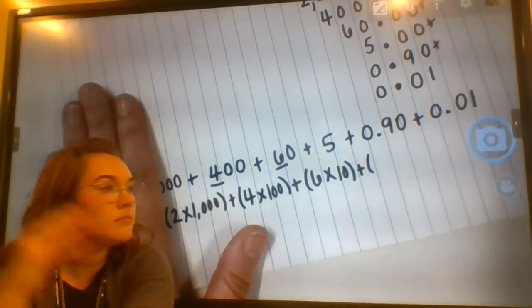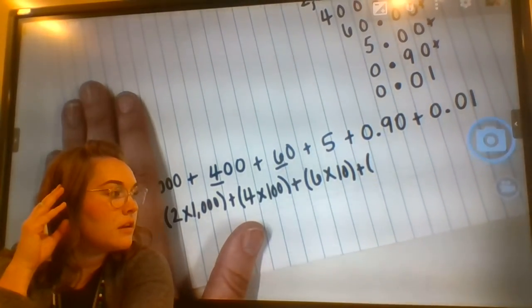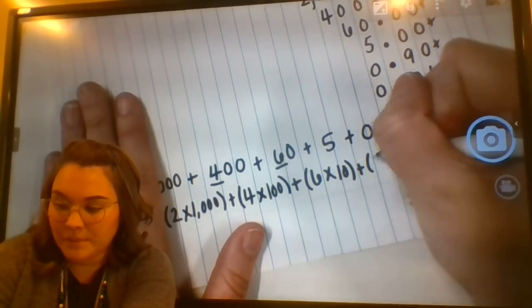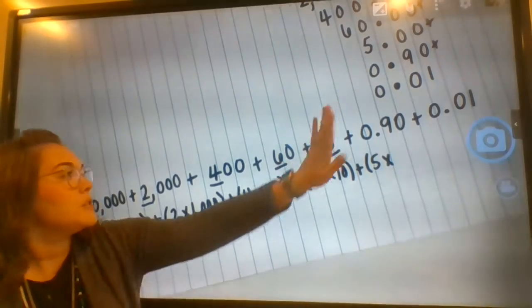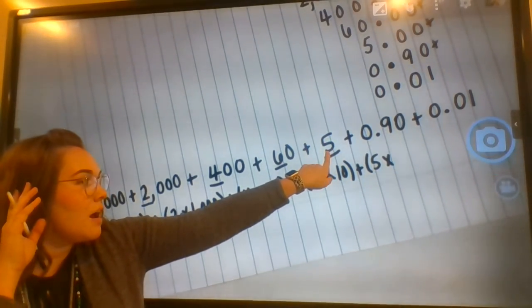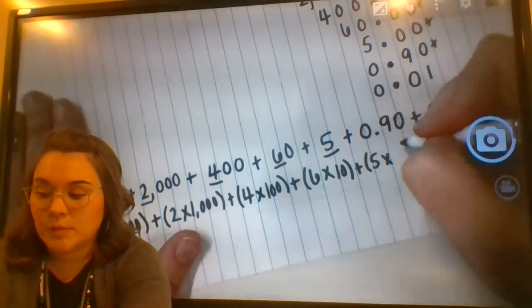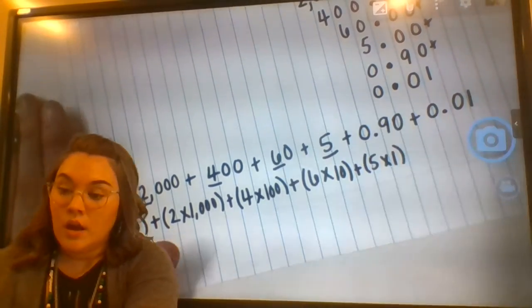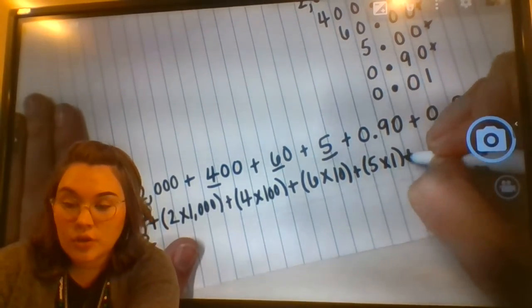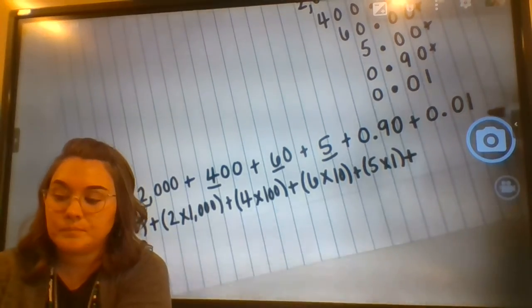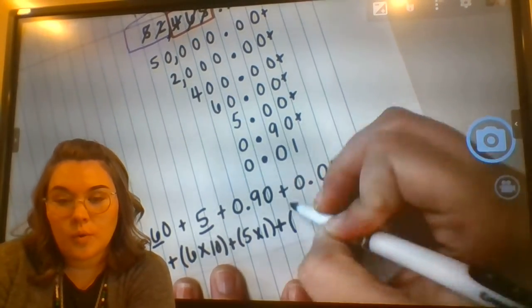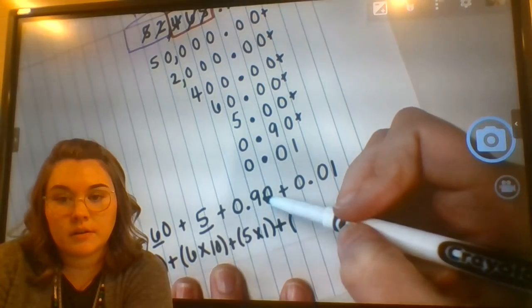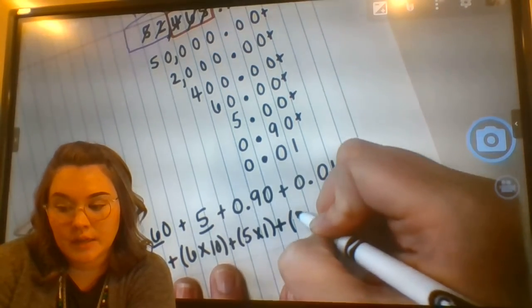What do I bring down? Let me hear ya. 5. And I multiply it by whatever place value that 5 is in. And what place value is the 5 in? Let me hear ya. The ones place, we multiply it by 1. All right, and then I add it to, whew, guys, almost done. I add it to, what's our first number? Yep, a 9.